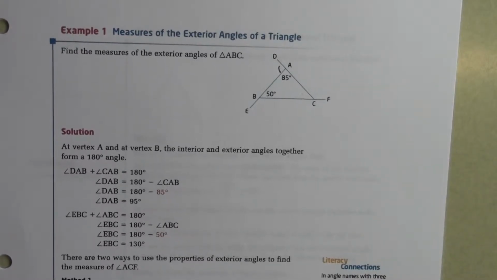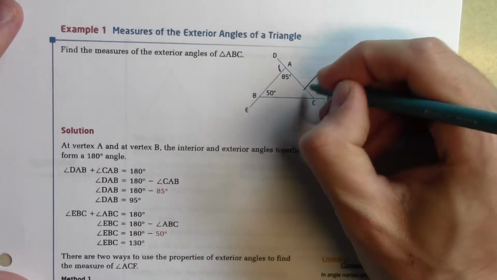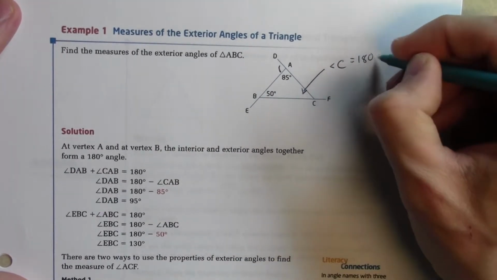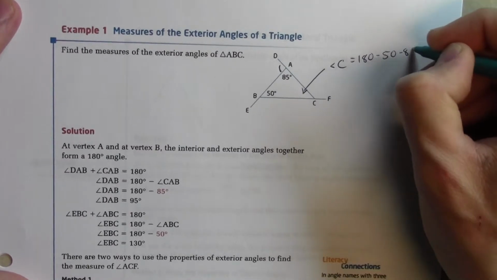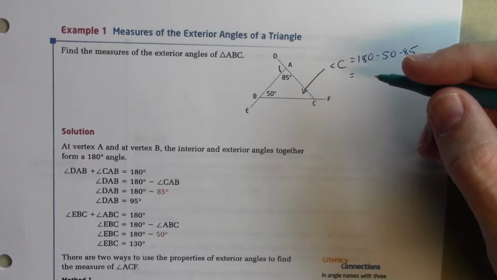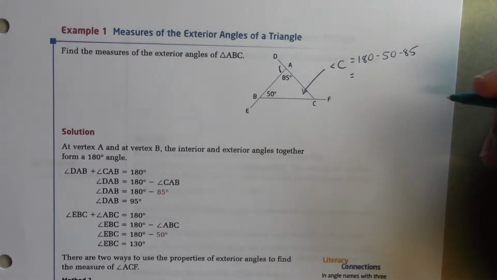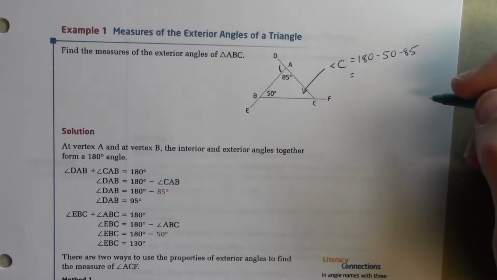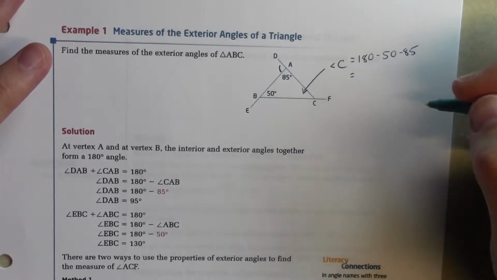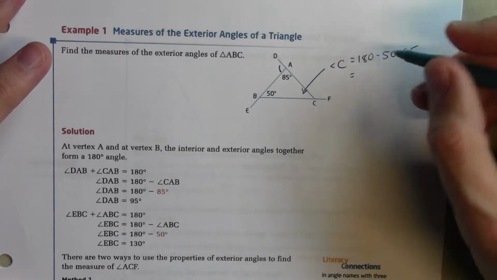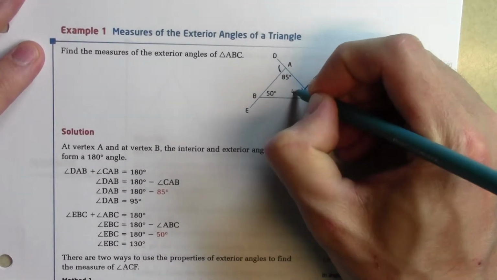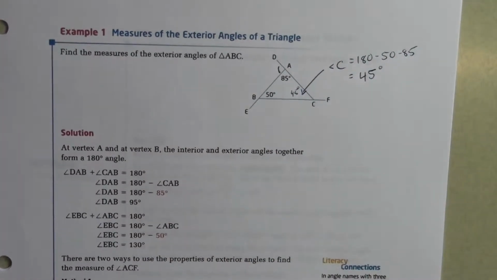Yeah, Christian in the back. Well, so what you do is to solve for example C, it'd be 180 minus 50 minus 85. And that would equal 45, yeah. 45? Yeah. You sure? Sure. Yes. 95, yeah, 45. Okay, so this angle is 45. Now we can find any exterior angle, right?